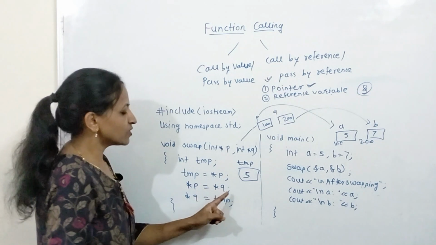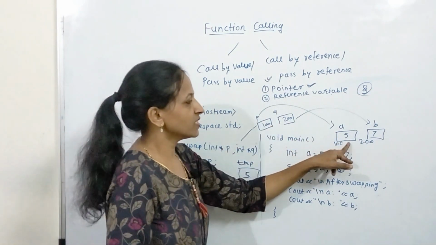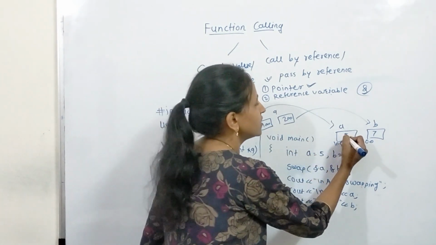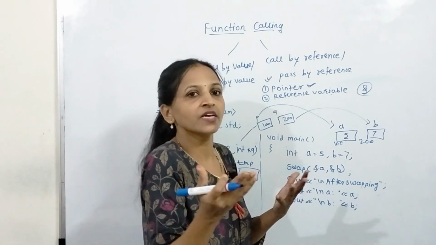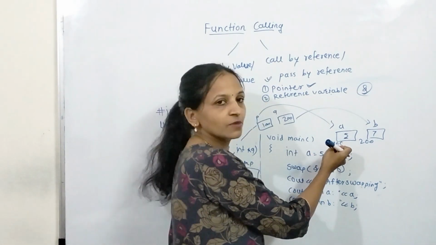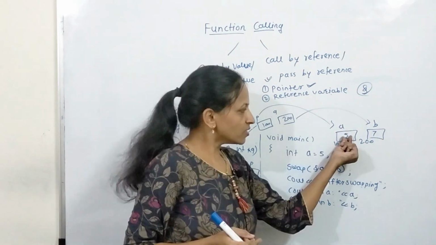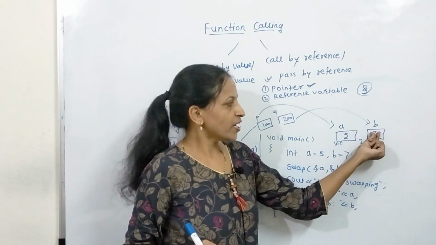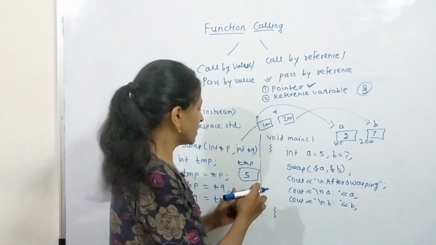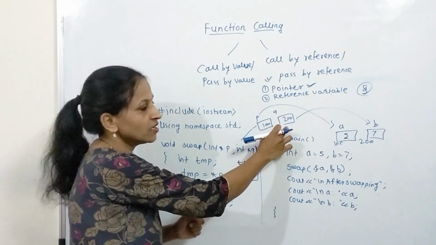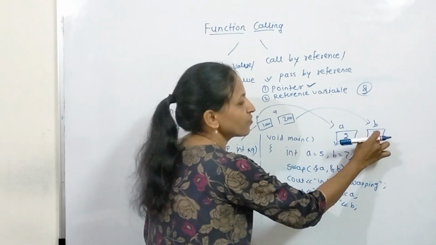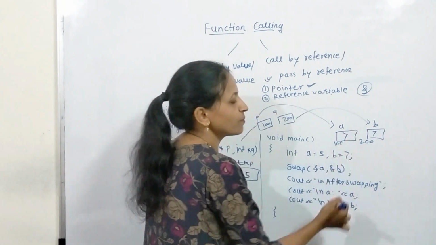Now *p equals *q means value at p, which is nothing but a, because p is nothing but 100. Value at 100 is this one, equal to value at q. Q means it is holding 200. Now value at q is nothing but 7. Here it will get replaced by 7.